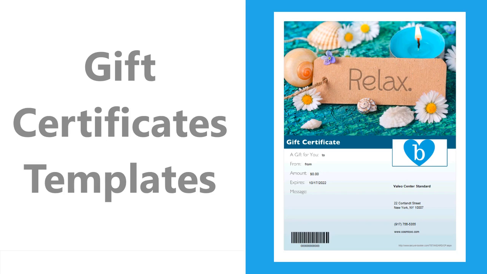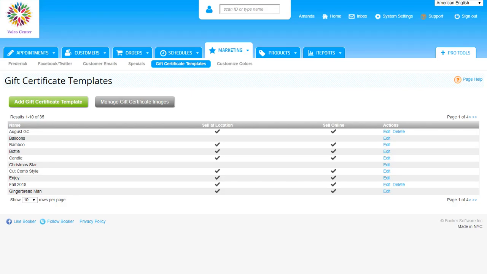Let's start with gift certificates. Every Booker account comes with ready-to-sell professionally designed gift certificate templates. These templates can be found in the Marketing tab in the Gift Certificate Templates page. The templates that come with the system cannot be deleted, but we can disable them to prevent them from being sold, and we'll go over how to do that momentarily.